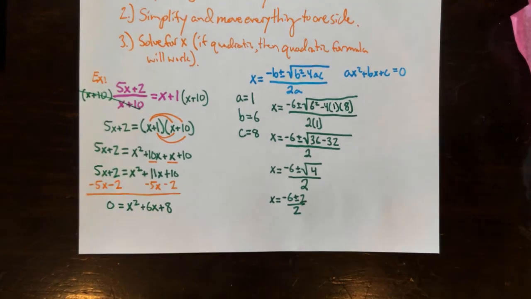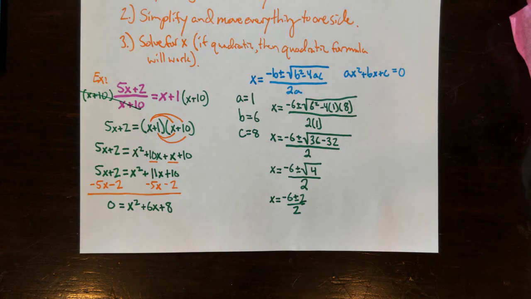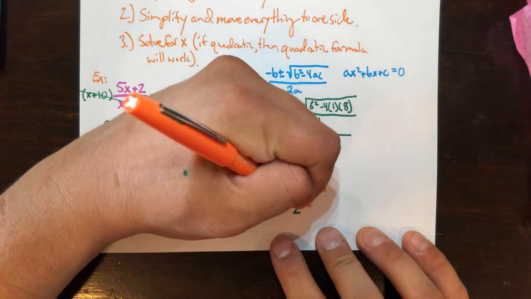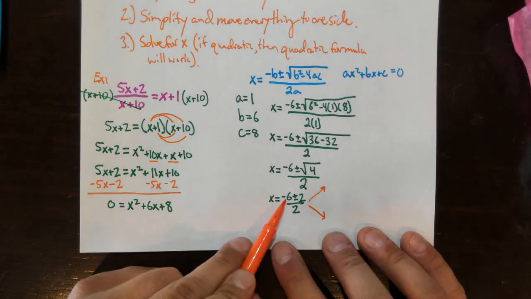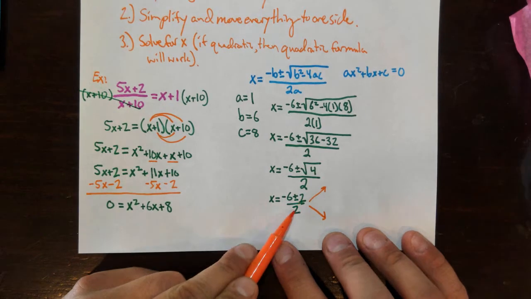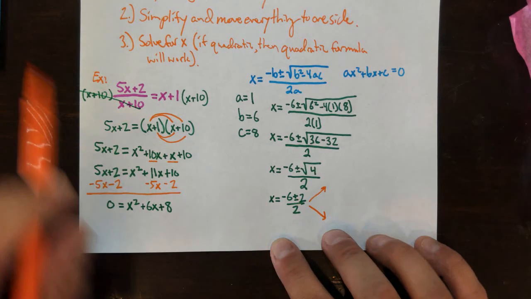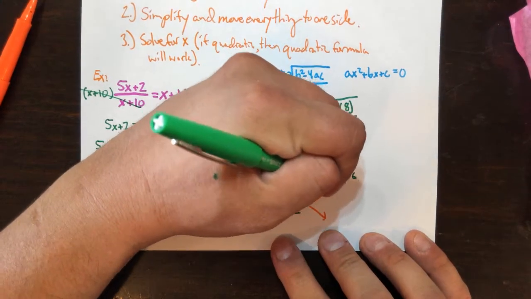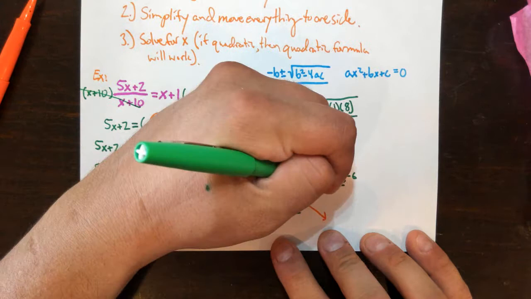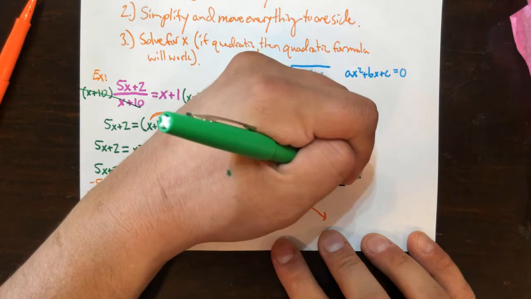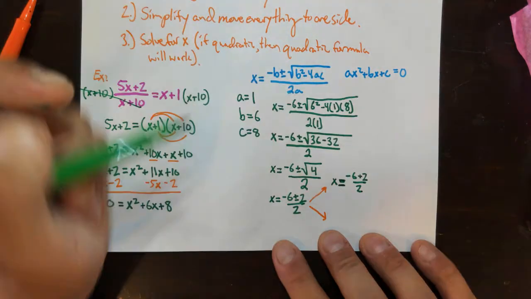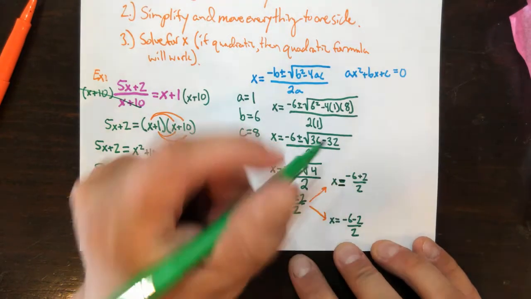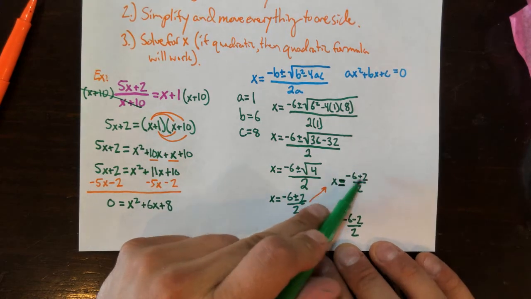Now remember, this is where we want to split our equation into 2. We're going to have negative 6 plus 2 divided by 2, and negative 6 minus 2 divided by 2. So x equals negative 6 plus 2 over 2, and then we have x equals negative 6 minus 2 over 2. And then now we can simplify the top and divide by the bottom.